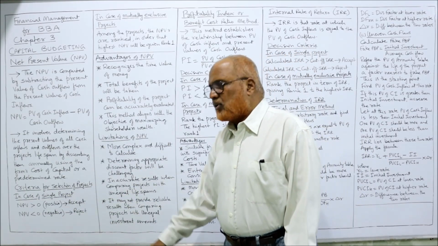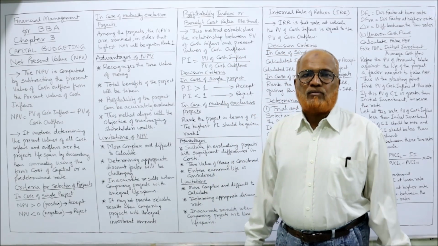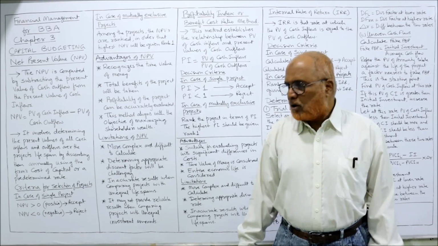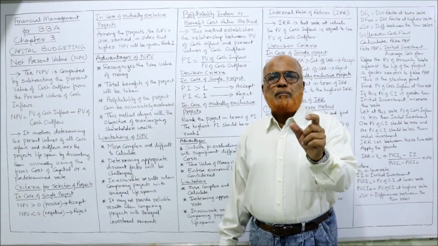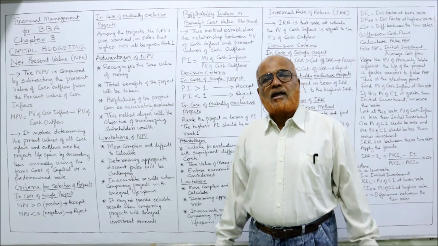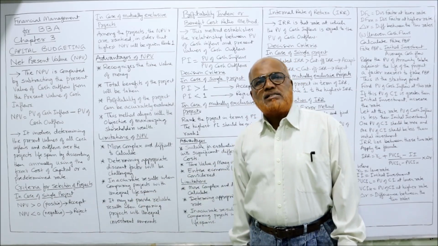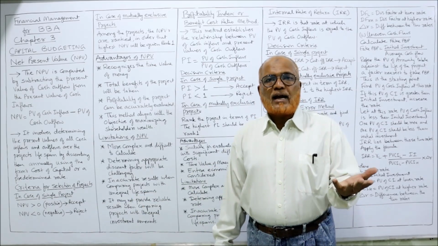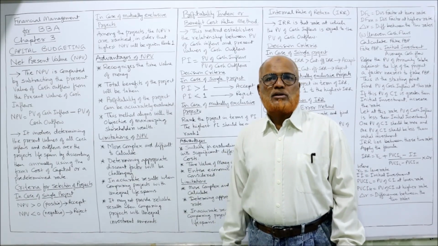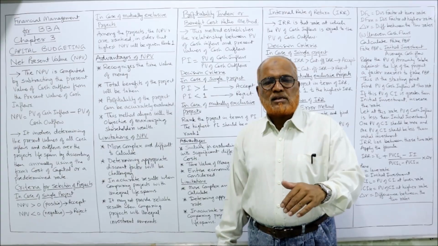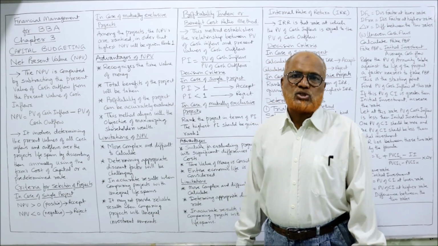Now, the criteria for selection of a project. On the basis of NPV, how do we decide whether the project should be selected or not? If NPV is greater than 0, that means positive, accept the project. If the NPV is less than 0, meaning negative, reject the project. So positive values accept, negative values reject. That is the criteria for taking the decision.